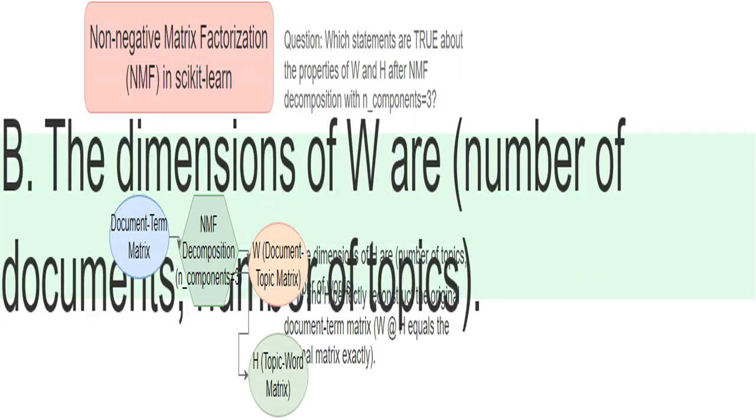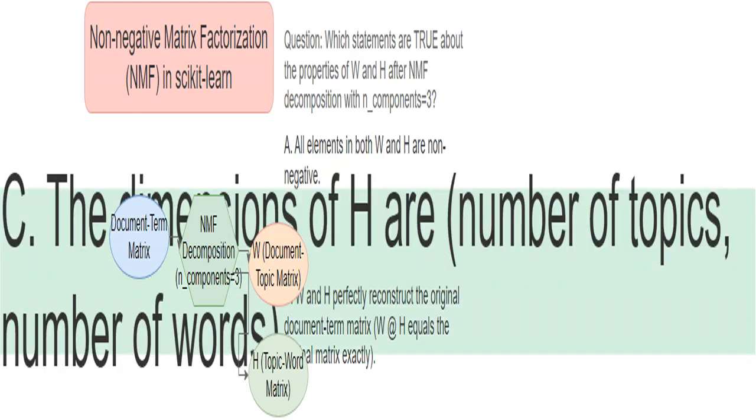Matrix W shows how much each document relates to each topic. The number of rows represents the documents, and the number of columns represents the topics. Matrix H displays how important each word is to each topic. The number of rows represents the topics, and the number of columns represents the words.